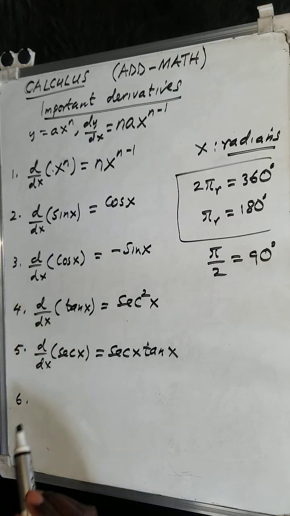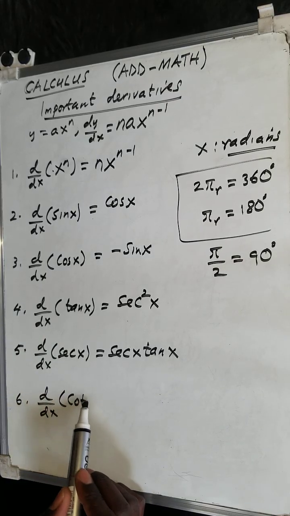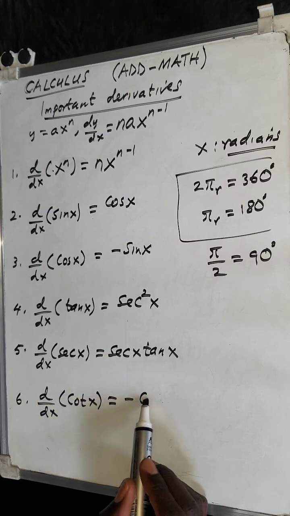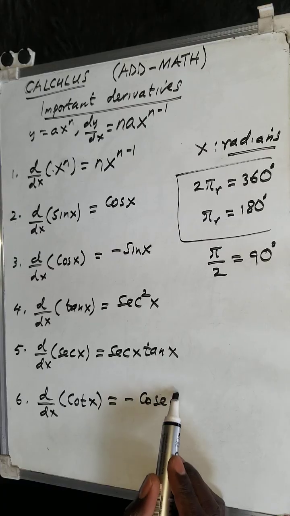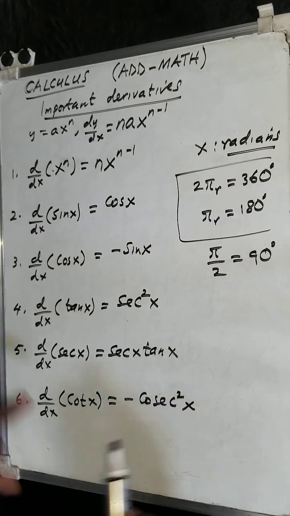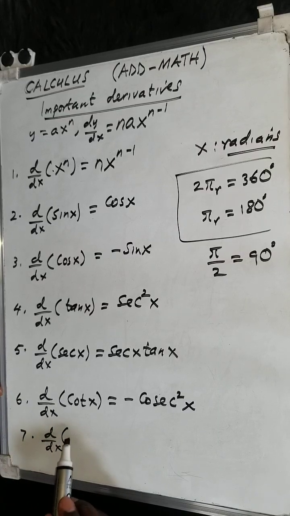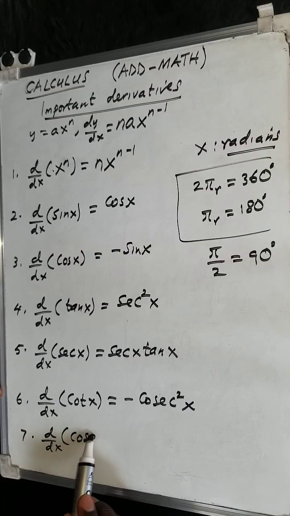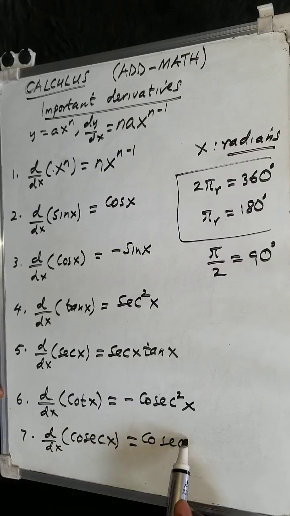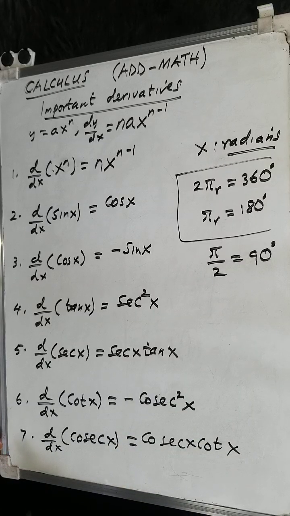Then the other one that I can tell you is the derivative of cot x. If you are finding the derivative, it is negative of cosec squared x. The other one that is important is that the derivative of cosec x is equal to negative cosec x cot x. These are important ones that you need to remember.